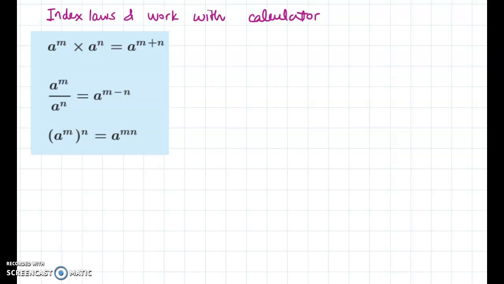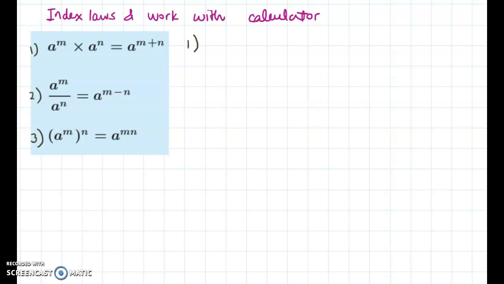Hello, in this video we are going to work with the three basic index laws, and we're also going to work a bit with the calculator. So these are the laws. I'm saying they are the basic ones. Let me call them 1, 2, and 3, and let me explain a little bit what each of them is saying. For instance, for number 1, we can consider the following example.